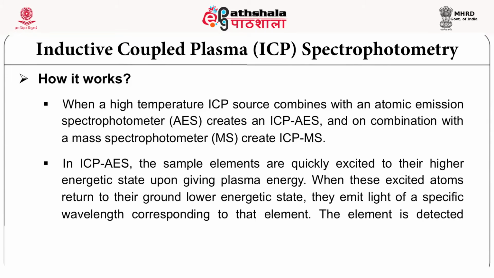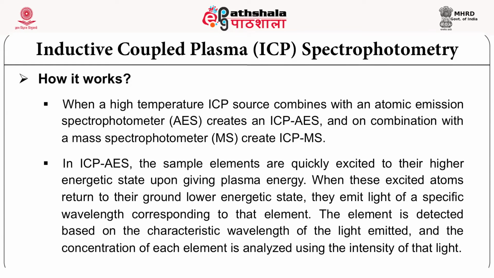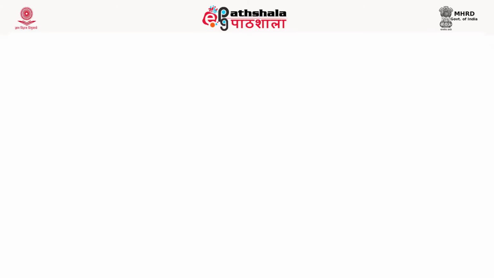In ICP-AES, the sample elements are quickly excited to their high energetic state upon being given plasma energy. When these excited atoms return to their lower energetic ground state, they emit light of a specific wavelength corresponding to that element. The element is detected based on the characteristic wavelength of the light emitted, and the concentration of each element is analyzed using the intensity of that particular light.